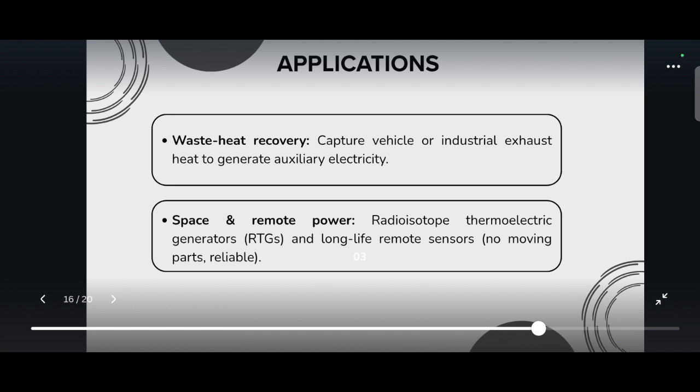Space and remote power. Radioisotope thermoelectric generators or RTGs and long-life remote sensors with no moving parts are reliable. Like spacecraft, they use thermoelectric generators powered by heat from radioactive materials. No moving parts means it can last for decades without maintenance.